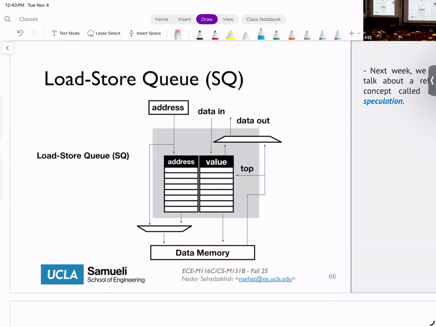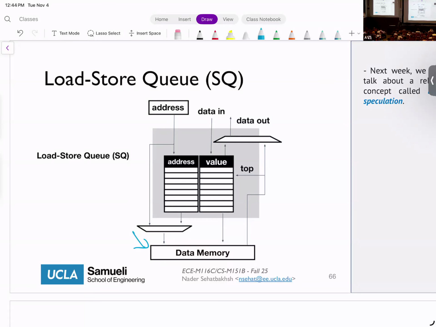The idea is that whenever I want to load something or store something, instead of going to the memory, I will first go to this load store queue and search through it. If it's there, I'm going to read my value from there. And if it's not there, that's when I actually go to the data memory and bring it.